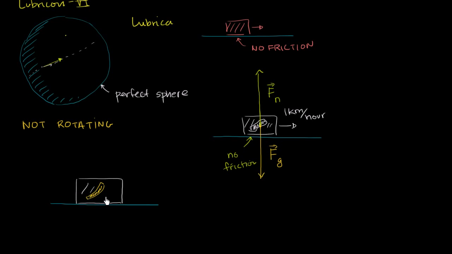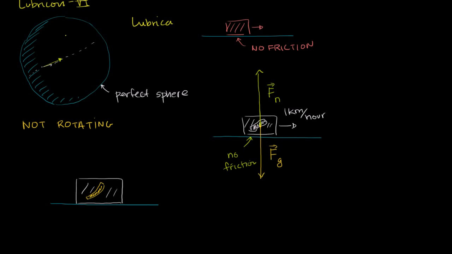And this, relative to the surface of Lubricon 6, is absolutely stationary. It has absolutely no tangential velocity like this block had and will continue to have for all eternity. This has absolutely no tangential velocity. And so my question for you, if we think about what are the forces acting on this?